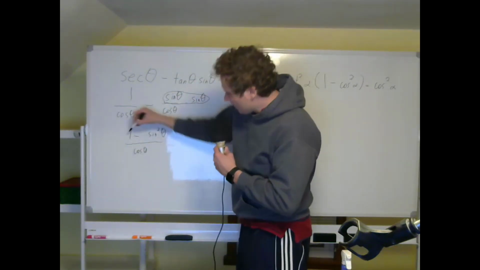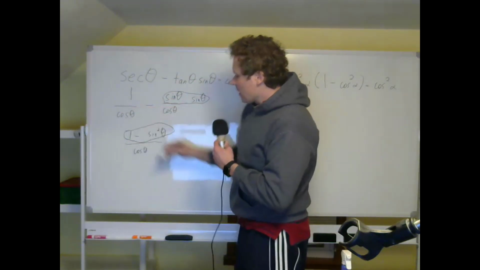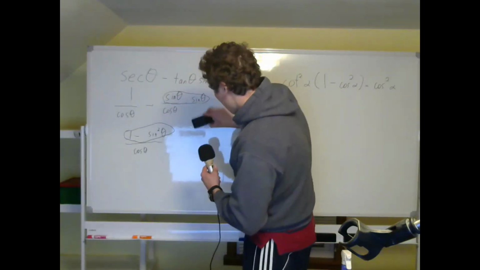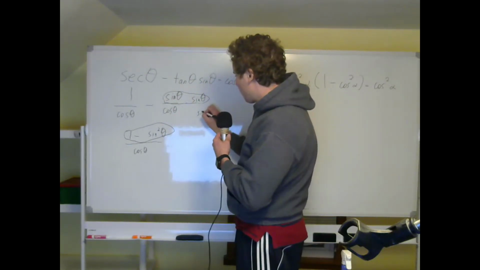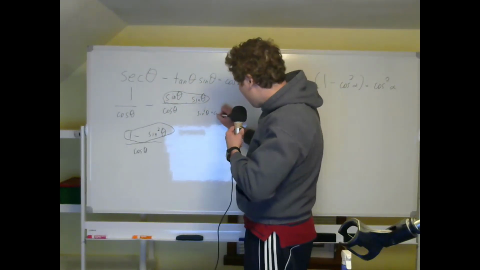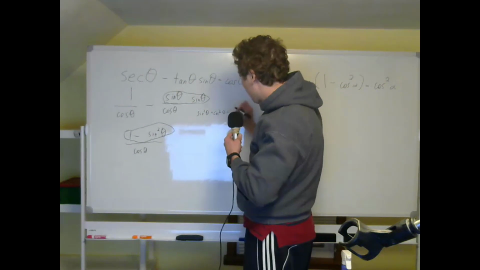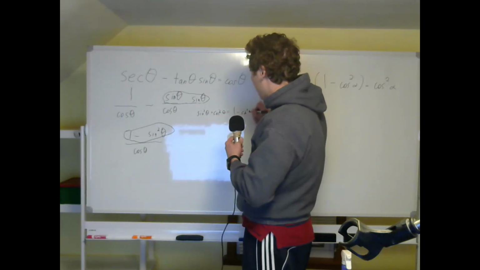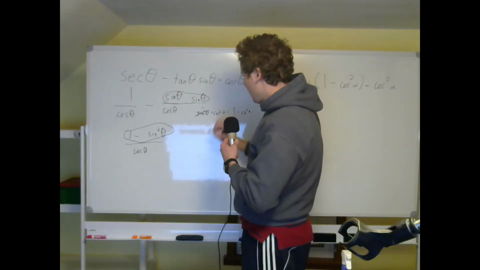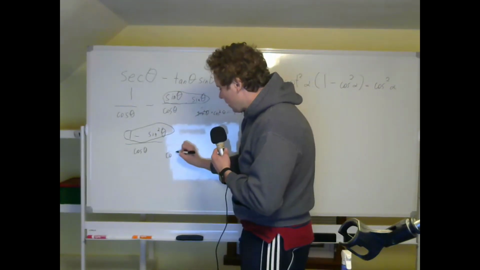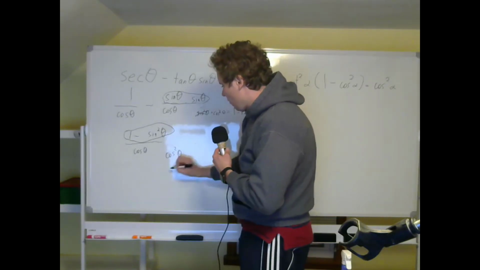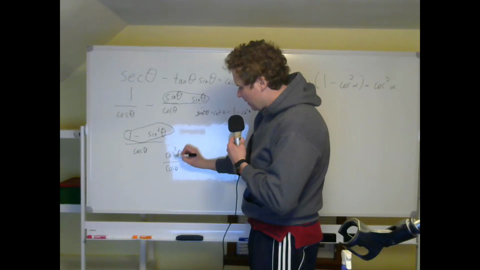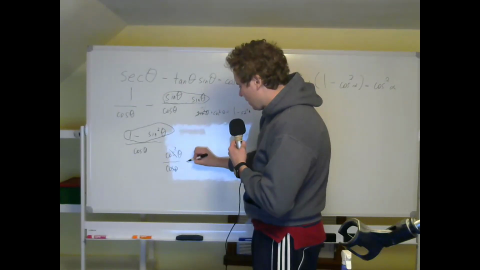And right here, this is actually a trig identity because sine squared theta plus cosine squared theta equals 1. So we can subtract sine squared from here, and if you notice, we get the cosine. So we have cosine squared theta over cosine theta, and one of the cosines cancels this out, and we end up with just cosine theta.